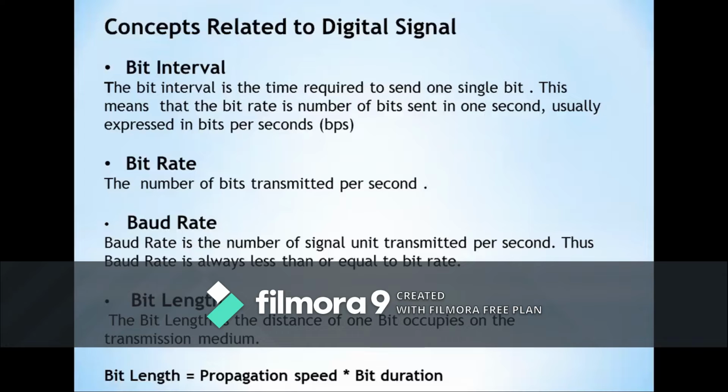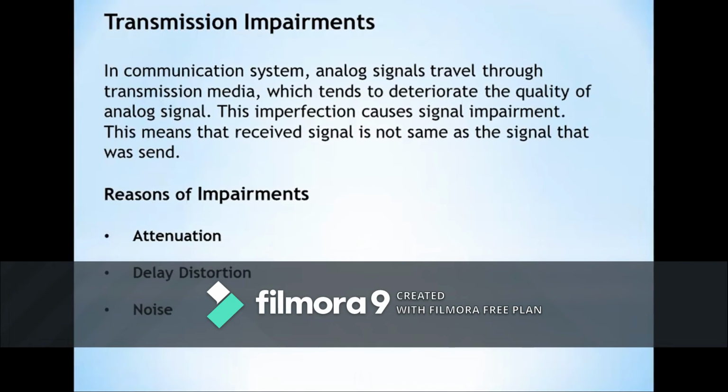Next concept is bit length. The bit length for a digital signal is similar to the term wavelength for an analog signal. Bit length of a digital signal is defined as the distance corresponding to one bit on the transmission medium. It is measured in meters or centimeters. So the formula for bit length is propagation speed into bit duration, that is meters per second into seconds. Next concept is transmission impairment.